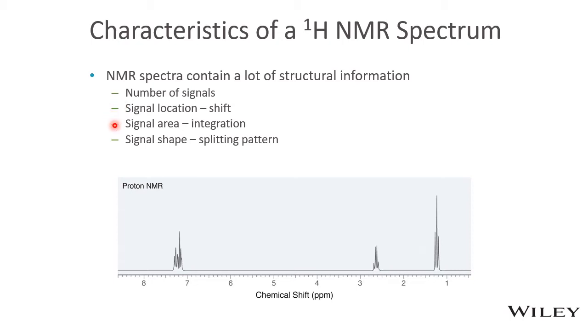We can also look at the signal area or the area under the peaks. This is known as the integration, and the integration can tell us how many hydrogens we have of that particular type. And finally, we can focus on the signal shape, which is also known as the splitting pattern. So if we take a look here, we have a peak that is broken up into multiple little pieces. These splits are caused by neighboring hydrogens, and you can actually determine how many neighbors we have from the splitting that occurs.